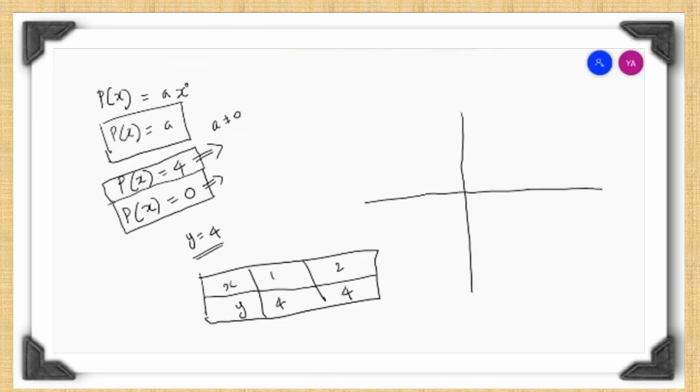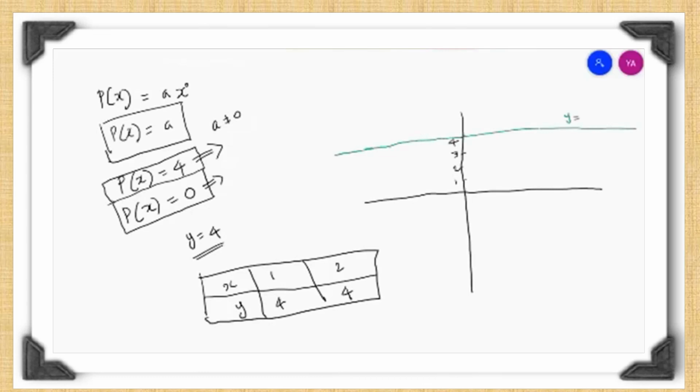So the graph will go like this. For every x value, the y coordinate will be 4. So the graph will be like this. I shall draw with a different color. The graph of y is equal to 4 goes like this.